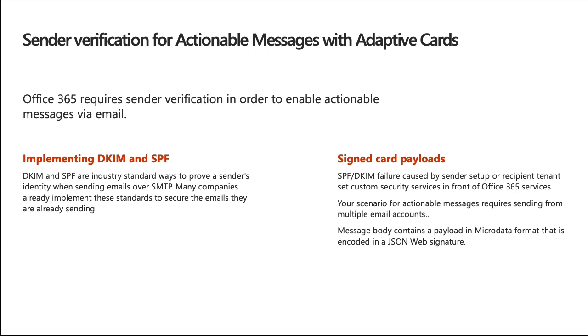Actionable messages sent via email support an alternative verification method, which is signing the card payload with an RSA key or an X509 certificate. This method is required in the following scenarios: when an SPF or DKIM failure has been caused by the sender setup or recipient tenant security services in front of Office 365 services, or when your scenario for actionable messages requires sending from multiple email accounts. To use signed cards, you must register your public key in the email developer dashboard and use the corresponding private key to sign the card.